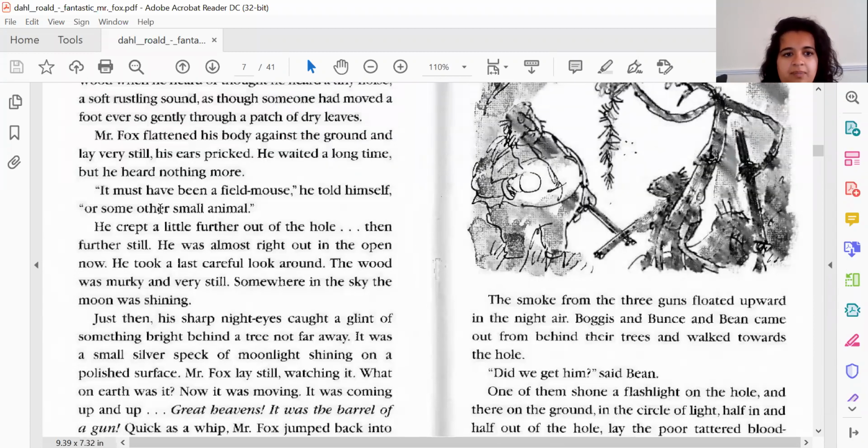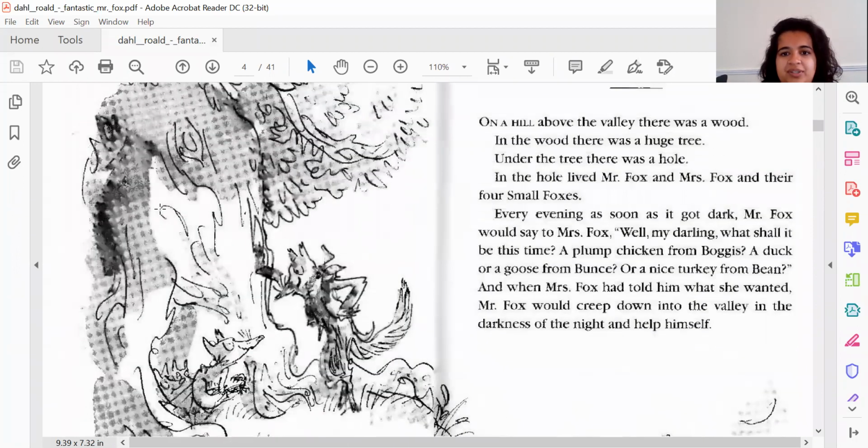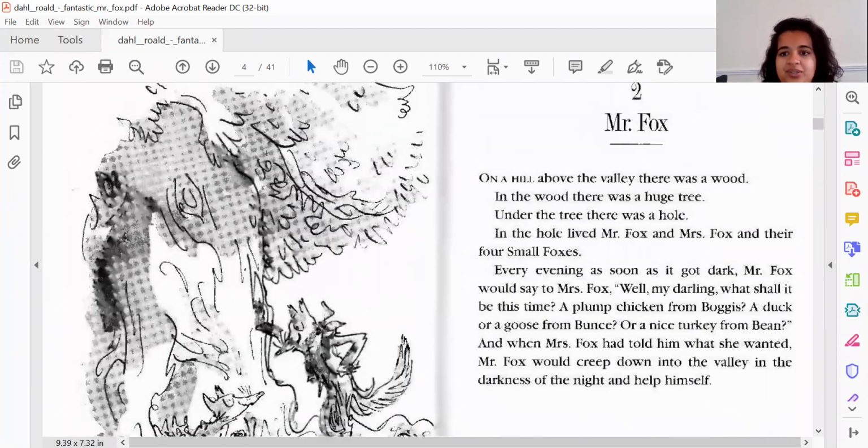And this chapter is called Chapter 2, Mr. Fox. So, on a hill above the valley, there was a wood. In the wood, there was a huge tree. Under the tree, there was a hole. In the hole lived Mr. Fox and Mrs. Fox and their 4 small foxes.